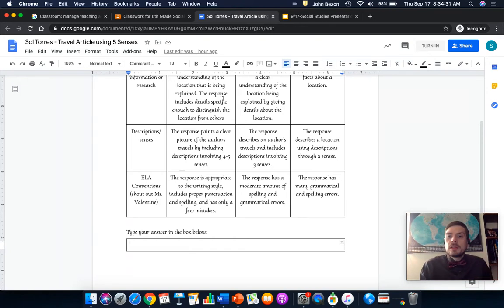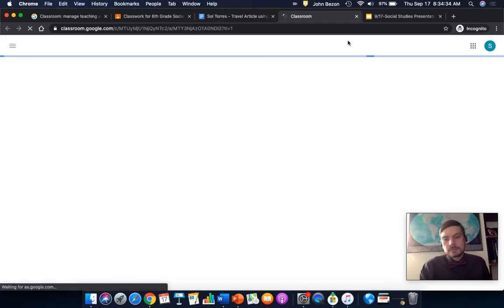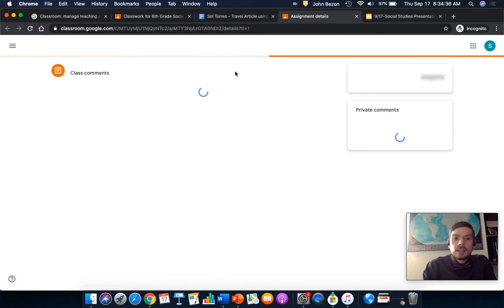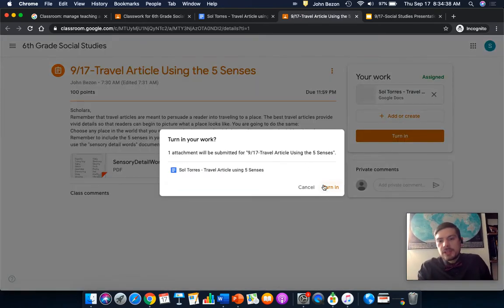And then when you are done, press this turn in button. This window will pop up, and then you press turn in again. All right. If you need any help, reach out by email or any other form of contact that is best for you.